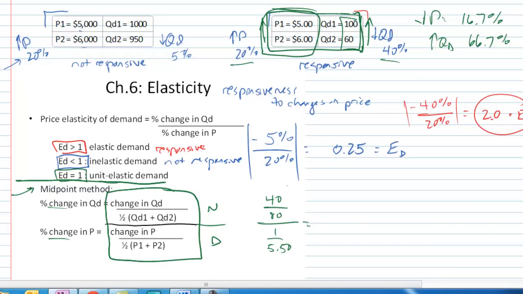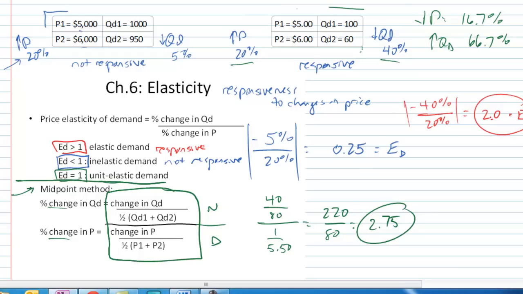If we simplify this, move the $5.50 on top. $5.50 times 40 is $220 over 80 on bottom. And that's going to give us 2.75. And that's going to be our elasticity of demand measured using the midpoint method for this data over here, that example on the right. Okay, so you're going to have a lot of practice problems. The first time through, this all seems kind of arcane, but the more you do it, the more you'll get comfortable with the method, and it's not too hard once you get going with it.